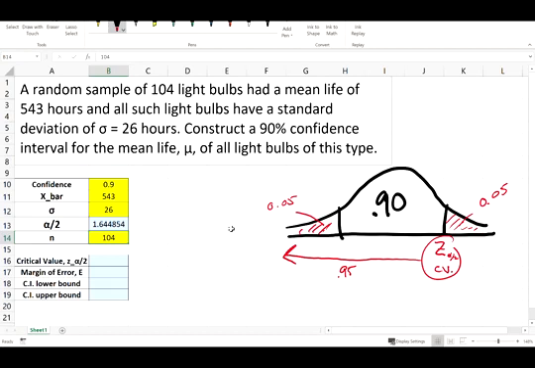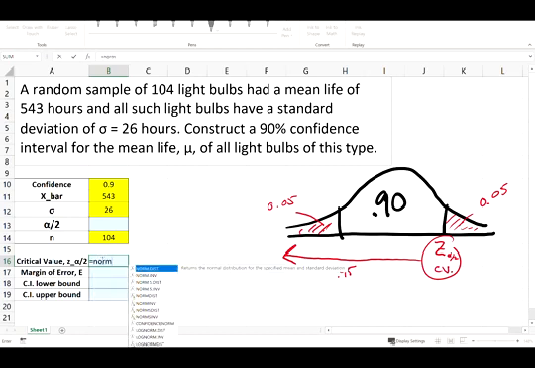Now we have to use this critical value to construct our margin of error, and then our margin of error will give us our confidence interval.